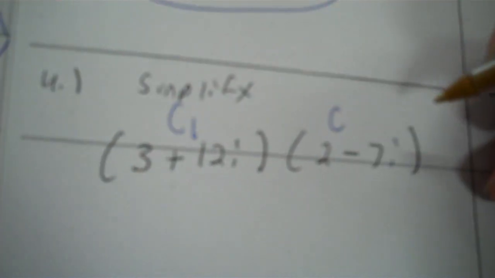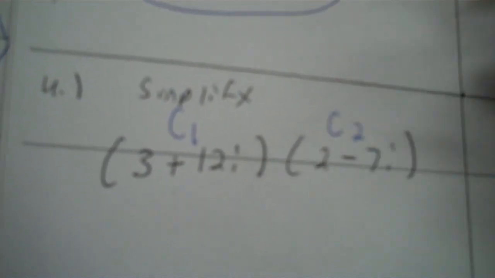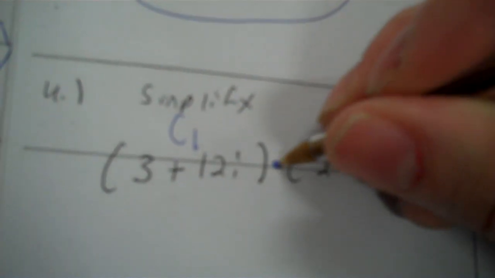Okay, number 4. Now we have two complex numbers. Okay, 3 plus 12i, 2 minus 7i. But now there's no sign in between, so that indicates multiplication. So to multiply, we need to start distributing. First, we start with the 3. 3 times 2, 3 times negative 7i. Okay, then 12i times 2 and 12i times negative 7i.